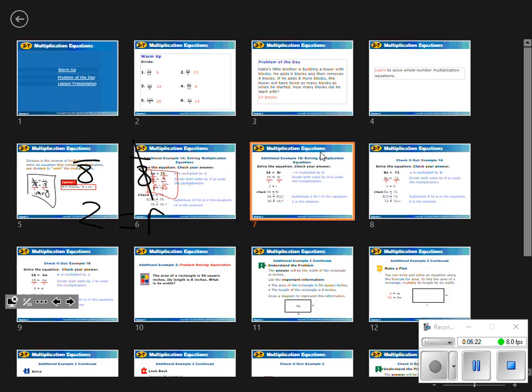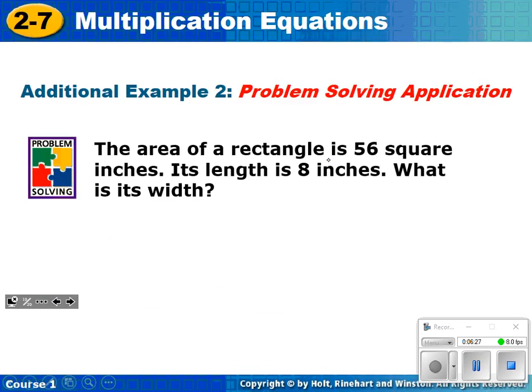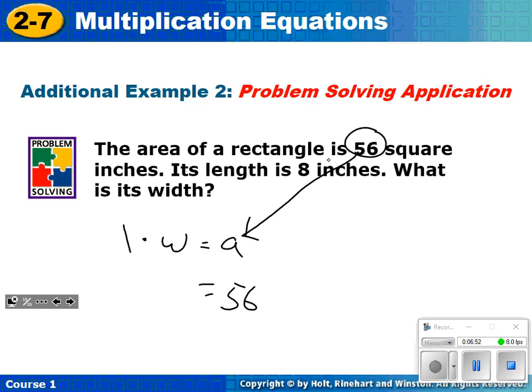Let's look at them. See if there's a word problem for us to do. The area of a rectangle is 56 square inches. Its length is 8 inches. What is its width? You have to remember how to find area of the rectangle. How do you find area of a rectangle? Length times width. So we got L times W equals A. Let's start plugging our numbers in. 56 is the area. So we got 56 here. Its length is 8. So we got 8W.